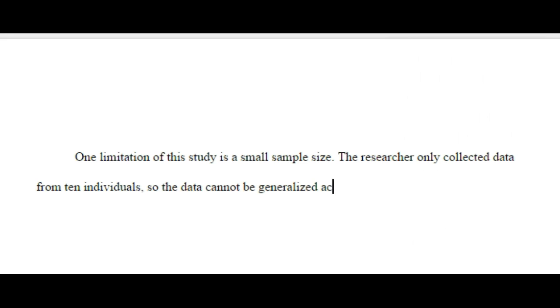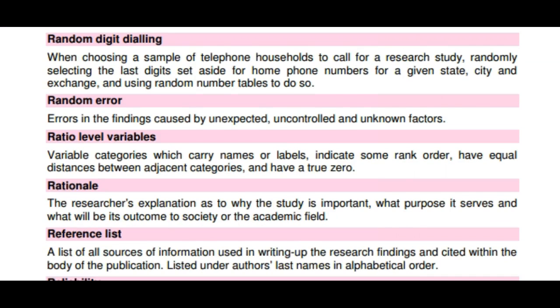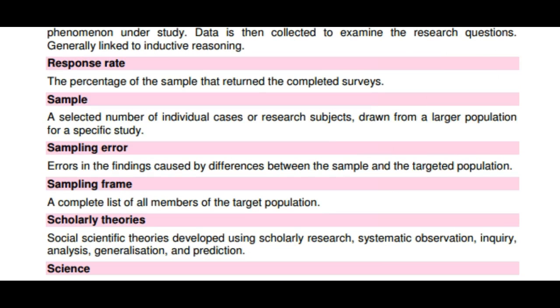You can also elaborate and suggest some ways to improve the sample. You can write, one limitation of this study is the small sample size. The researcher only collected data from 10 individuals, so the data cannot be generalized across larger populations within the general workforce. You can also write something different. Anything you write is okay, as long as you're using the word sample to talk about the article you've been asked to critique.